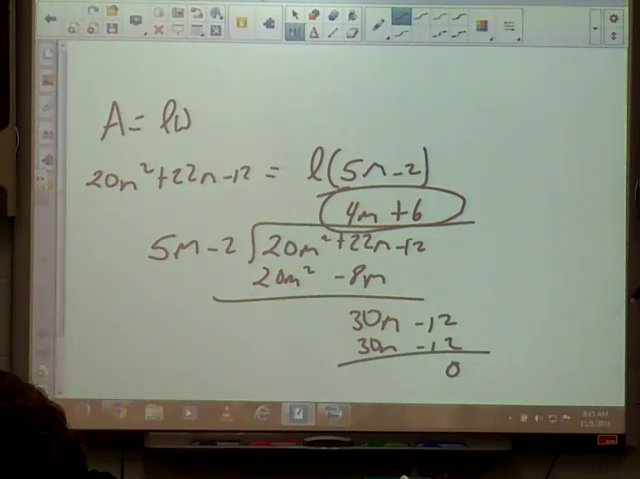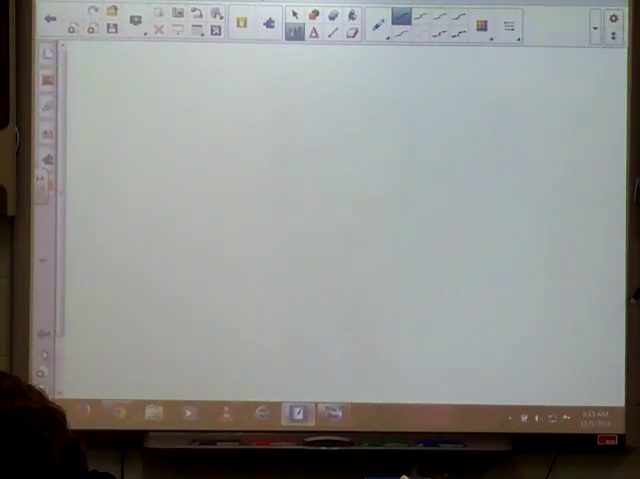Alright. 15. Negative 9z to the 4th minus 6z cubed plus 3z squared plus 9.